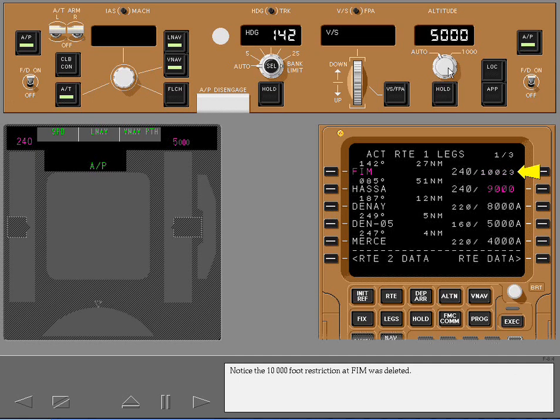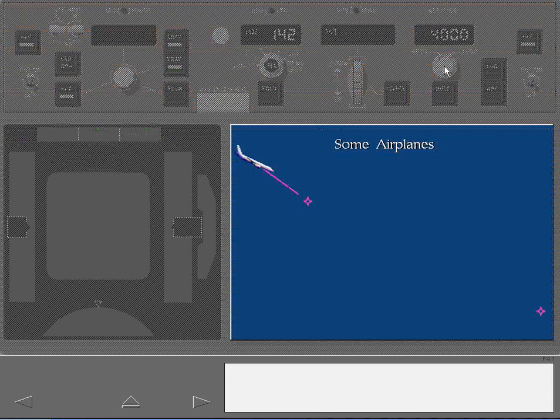Notice the 10,000-foot restriction at Fillmore was deleted. Now push the altitude selector 2 more times to delete the altitude restrictions at Hassa and Denay. Each push of the altitude selector deletes an altitude restriction between the airplane and the MCP altitude.